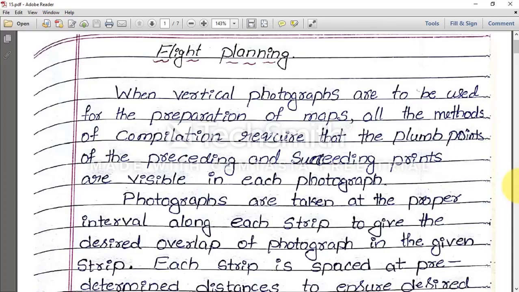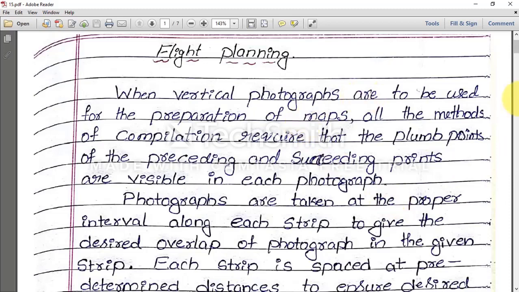Welcome everyone. Today we will be discussing a very important topic, that is flight planning. Before conducting an aerial photogrammetric survey, we should do this flight planning. So what are the steps involved in this, we shall discuss, and this will be asked for 6 to 8 marks in main exams. So try to understand.